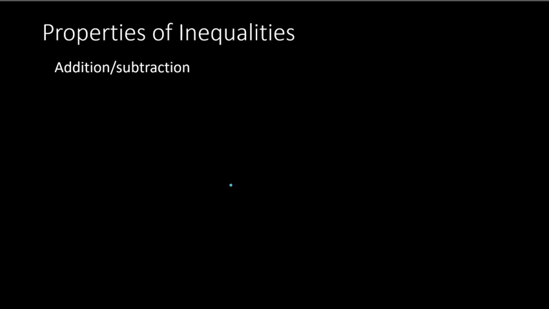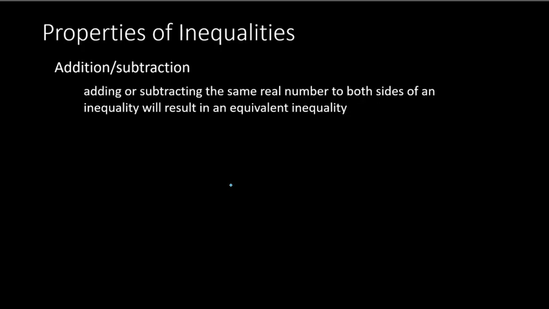First off is the addition and subtraction property. This property says that we can add or subtract the same number to both sides of an inequality, and it will result in an equivalent inequality. So for example, in math notation, we have the statement A is greater than B. If that's true, we can add C to both sides of the inequality, and it will still be a true statement.